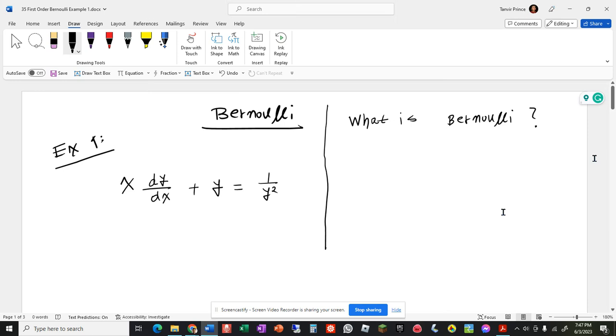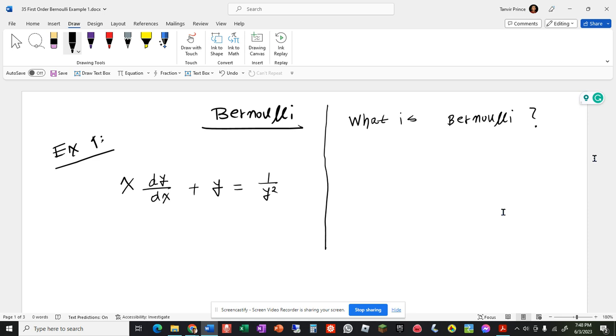Welcome to our example 1 for Bernoulli first order differential equation. So before I even go to example 1, let's come back to the right hand side of the screen. What is Bernoulli? So Bernoulli looks very similar to linear first order.